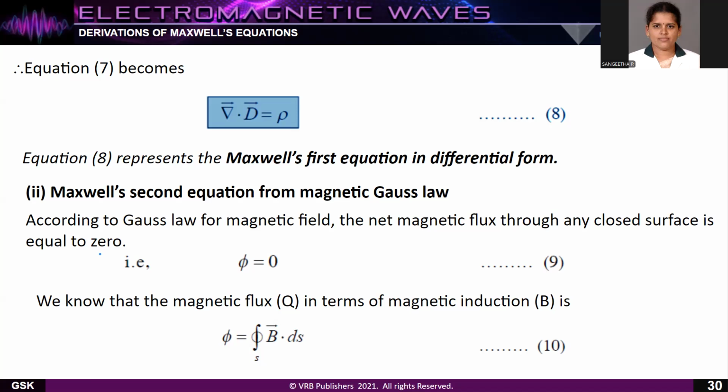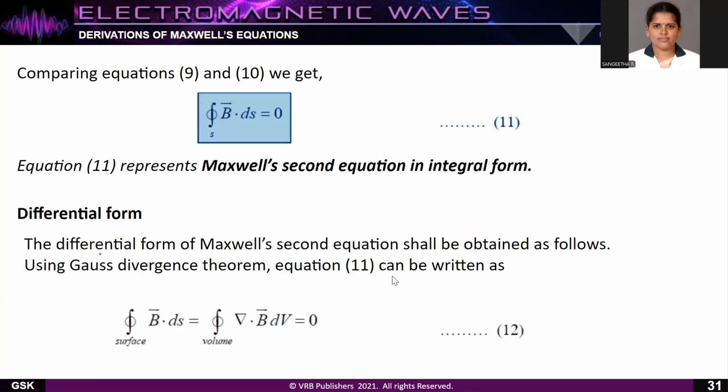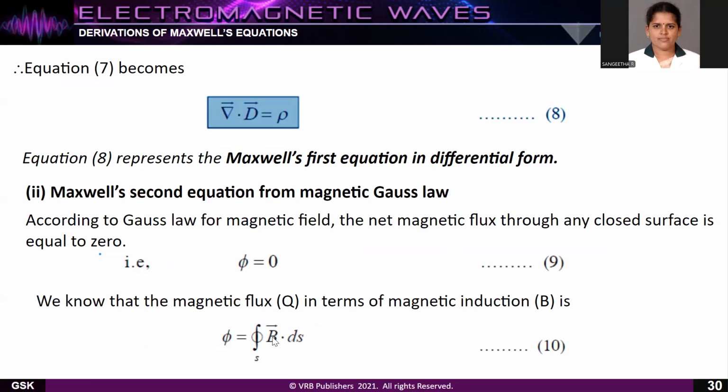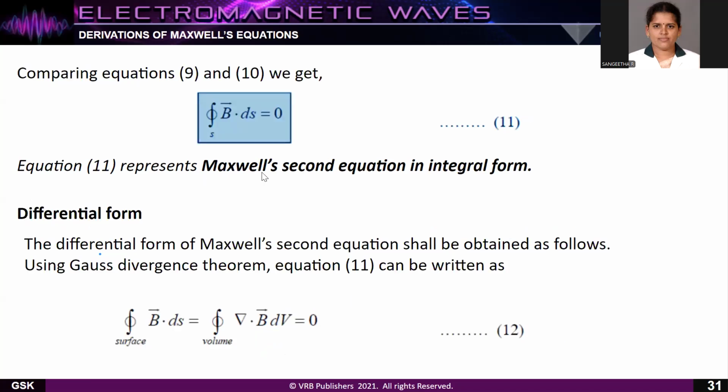Magnetic flux phi means, what is phi vector? Phi, magnetic flux in terms of magnetic induction, can be written as the closed surface integral of magnetic flux density. That is B vector, magnetic induction or magnetic flux density: B vector dot dS. So comparing the above two equations, when you substitute the 10th equation in 9, instead of phi, it will be the closed surface integral of B vector dot dS is equal to 0. This is Maxwell's second equation in integral form.